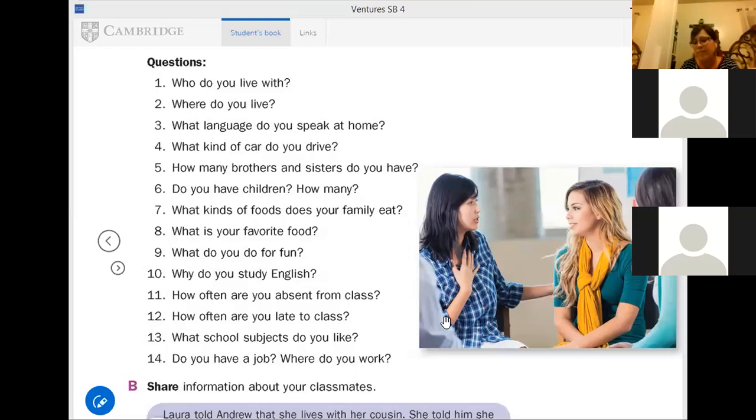All right. Guadalupe, can you ask me number 13? What school subjects do you like? I like English and history. The teacher said that he liked English and history. All right. Good.